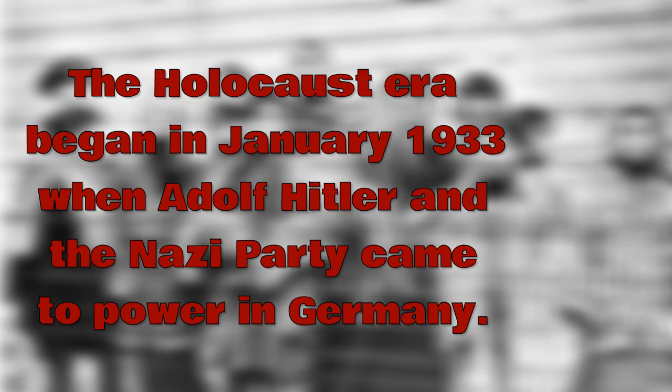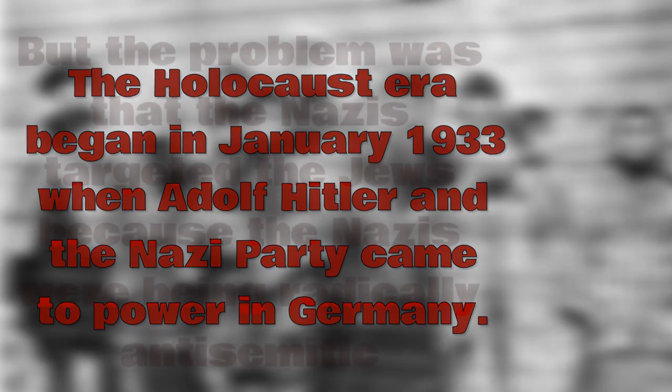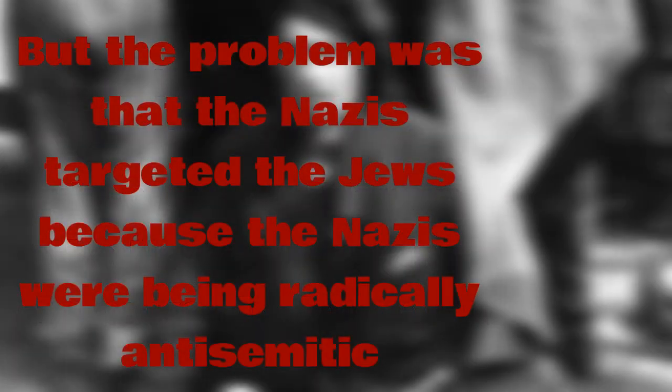The Holocaust era began in January 1933 when Adolf Hitler and the Nazi Party came to power in Germany. But the problem was that the Nazis targeted Jews because the Nazis were radically anti-Semitic. This means that they were prejudiced against Jews and hated Jews.